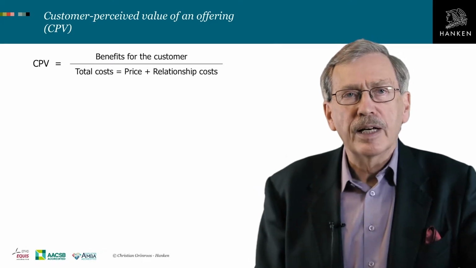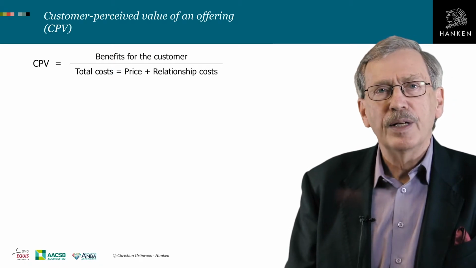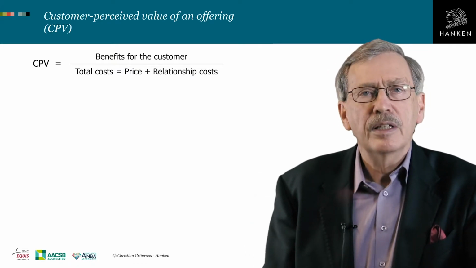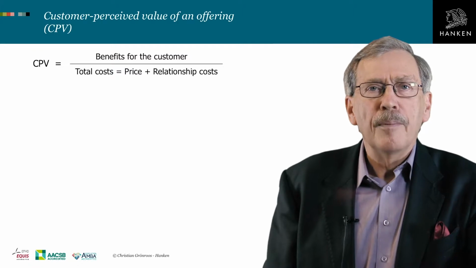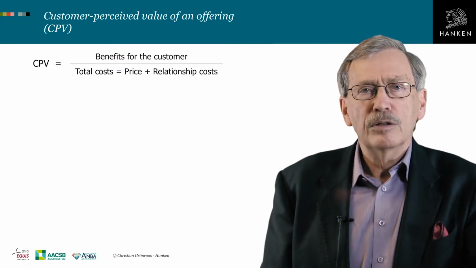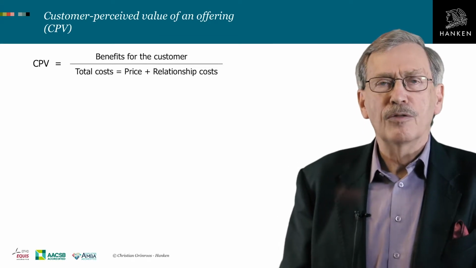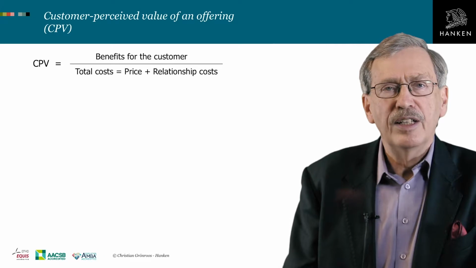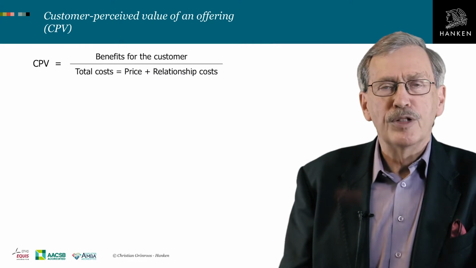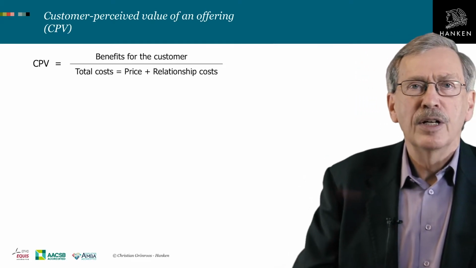Let's first start by looking at customer perceived value. It can be looked at in very many ways, but the simplest way of describing it is to say that CPV, customer perceived value, is benefits for the customer divided by total costs. And total costs, well, that is the price the customer pays and the relationship costs over time occurring for the customer. This shows that value can only be perceived over time. We can of course make projections of how value is developing over time and calculate the net present value for analysis.